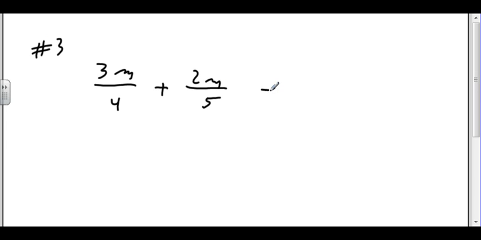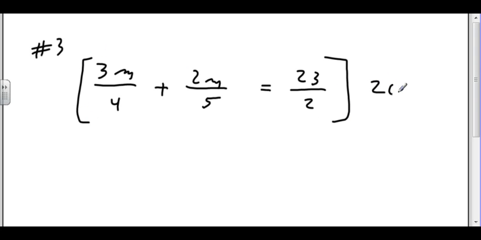Okay, number 3. 3m over 4 plus 2m over 5 equals 23 over 2. Well, I would do the same thing. I'd multiply everything by 20, and that gets rid of the denominator, and that would be cool. So I got 15m plus 8m is equal to 230.